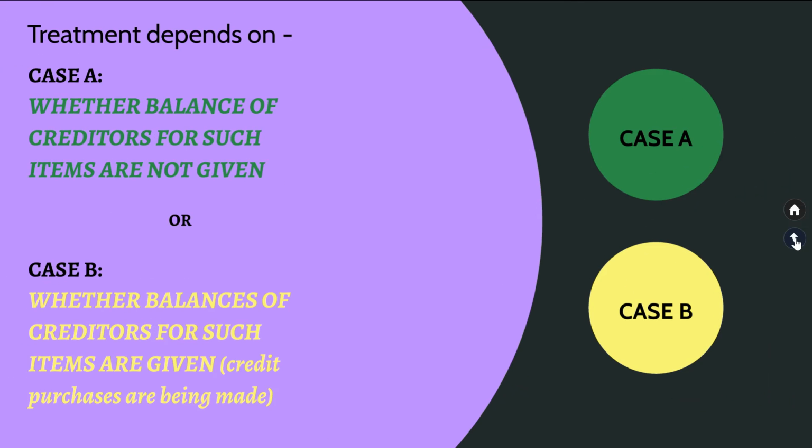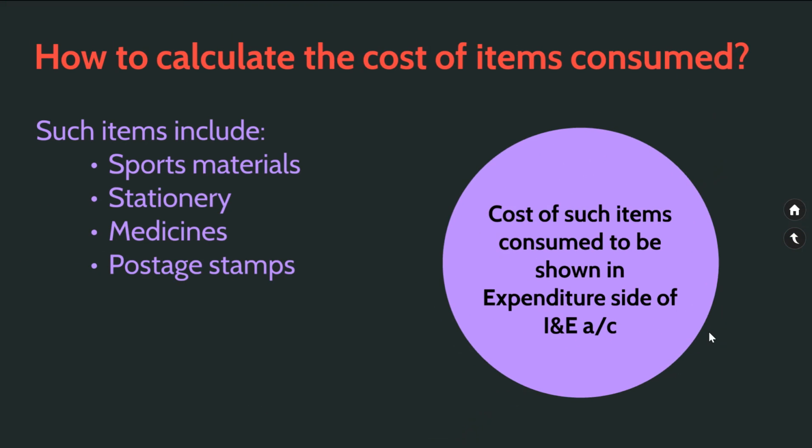So we've seen how to calculate the cost of the item which has been consumed in both the cases, when credit purchases are being made as in case B, and when credit purchases are not being made as in case A. In the upcoming video, we will solve a few sums relating to this concept so that we can understand this better.